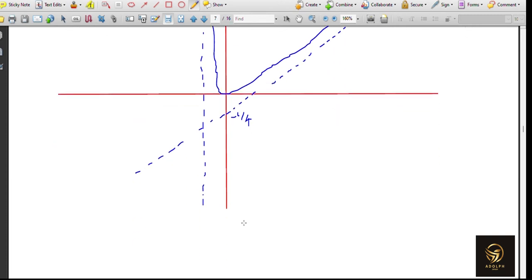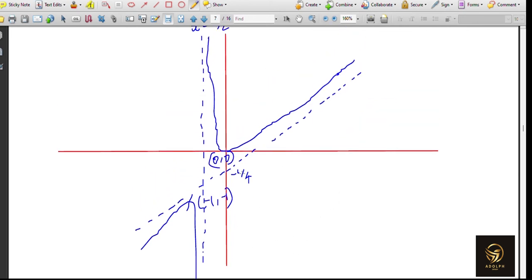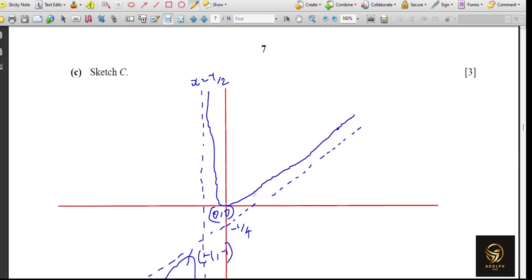Then another part is going to be like this in between these two, and this point you can mention as that point, this one as negative 1, negative 1, because they are the two turning points. You can mention the two turning points and the two asymptote equations, then that's it, you have sketched.